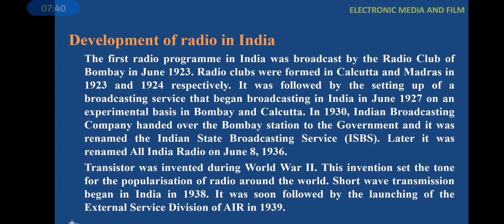And radio clubs were formed in Calcutta and Madras in 1923 and 24 respectively. Okay, in 1923 we had a radio club in Calcutta, and in 1924 there was one in Madras. And it was followed by the setting up of broadcasting services that began broadcasting in India in June 1927 on an experimental basis in Bombay and Calcutta. So in 1927 there was a regular broadcasting service from Bombay and Calcutta. It was on an experimental basis.